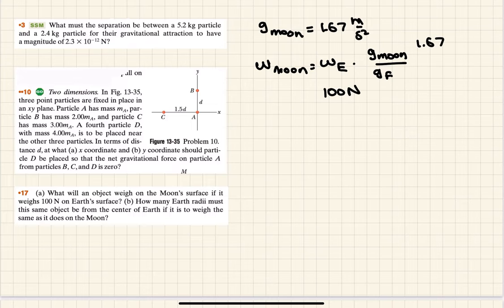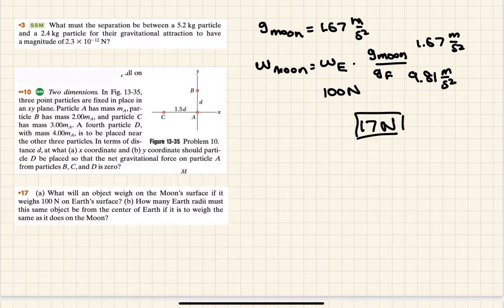Plugging what we know in, this is 100 newtons on Earth. That is 1.67 meters per second squared. And this is 9.81 meters per second squared, or 9.8. You're going to get approximately 17 newtons worth of a weight force on the moon. That's how much the object will weigh on the moon.